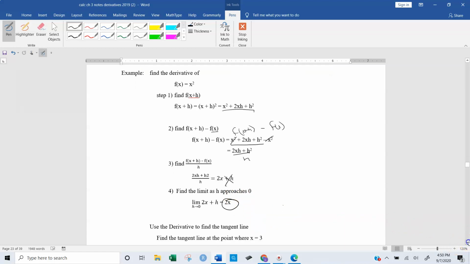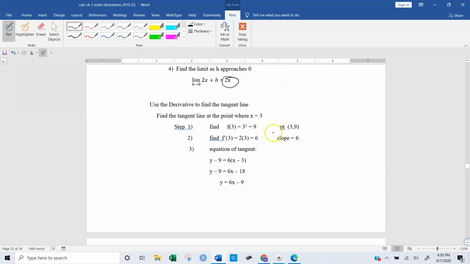So next, use the derivative to find the tangent line at a certain point, x equals 3. The first step is we plug 3 into the original, the problem before you've done anything. So you plug in 3 to our x squared, and we get 9. So our point is (3, 9). Now we plug in 3 to our derivative that we found up here. We get 2 times 3, and our slope is 6.